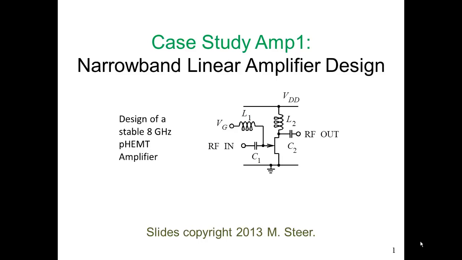Now, if we're lucky, we may be able to come up with matching network topologies that will incorporate some of the bias elements. That would be the best result of what we're trying to do. This design is going to be narrow band because we're going to design the matching networks at just one frequency, at 8 GHz. And so the bandwidth is probably going to be around about 8% or so.